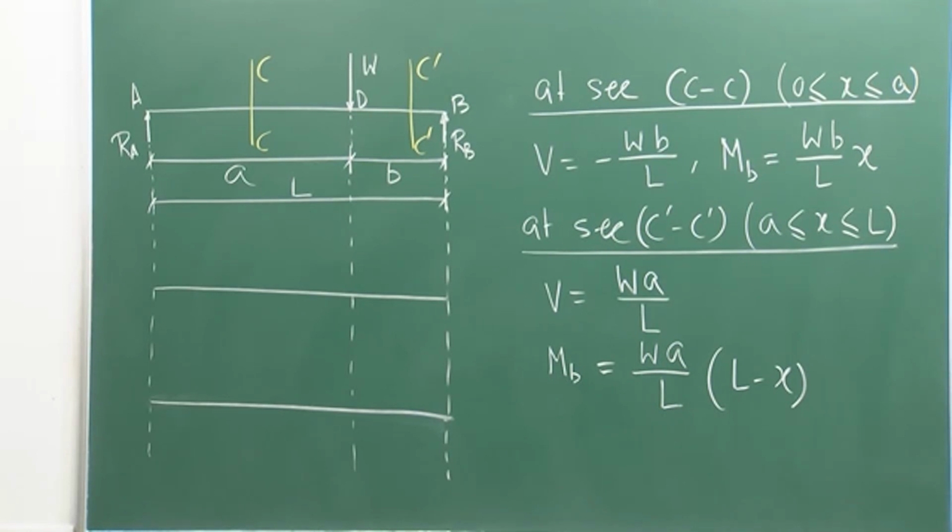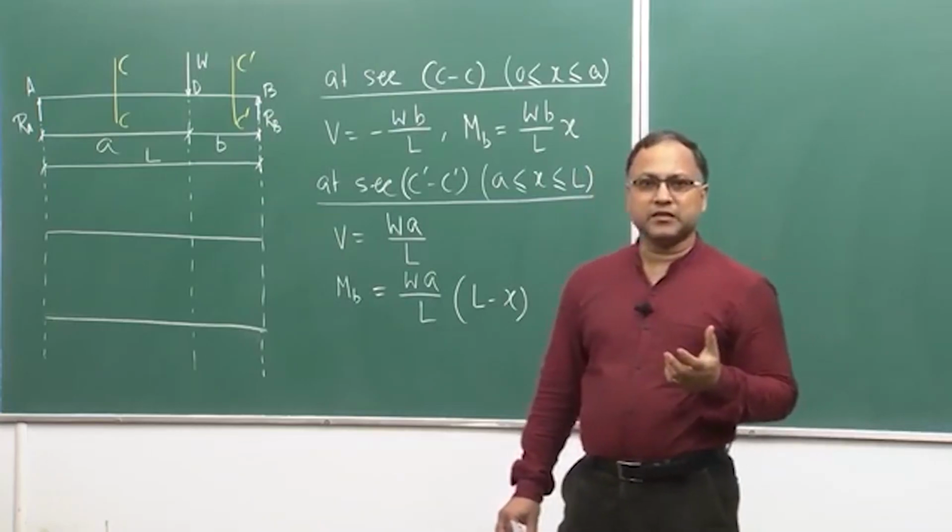And we have got the shear force and bending moment by satisfying the equilibrium condition, and we have got V and MB. So, V is equal to W minus Wb by L at section CC, whereas MB equals Wb x by L, and similarly the shear force and bending moment can be expressed in the C prime section like this. Now, if you look at the expression for shear force and bending moment, basically the variation is linear, right.